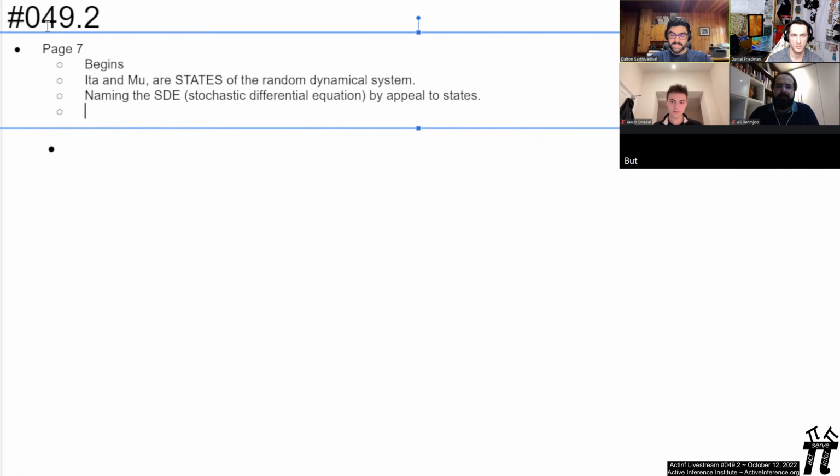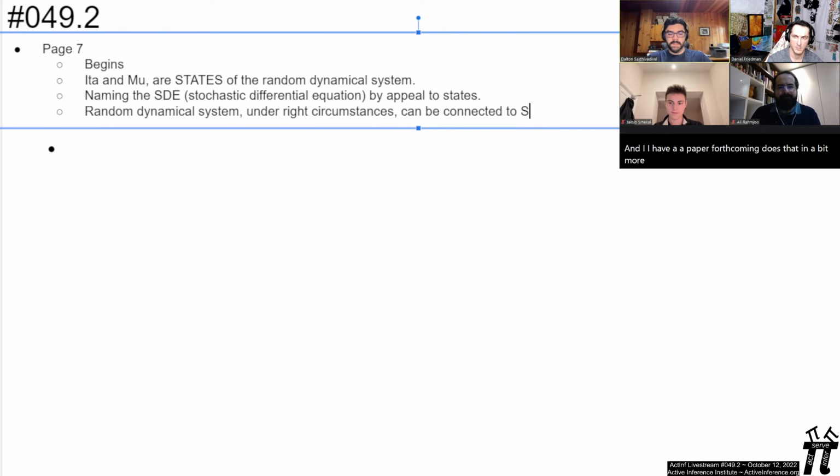But it's also worth pointing out that a random dynamical system can be identified with an SDE under the right circumstances, and that you do so very easily. So this is totally consistent with the previous discussion. And I have a paper forthcoming that does that in a bit more detail.